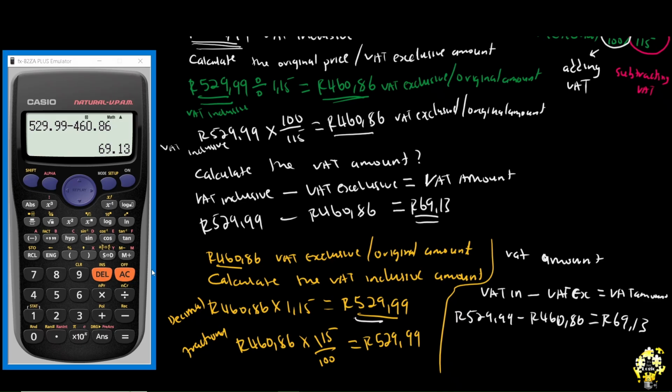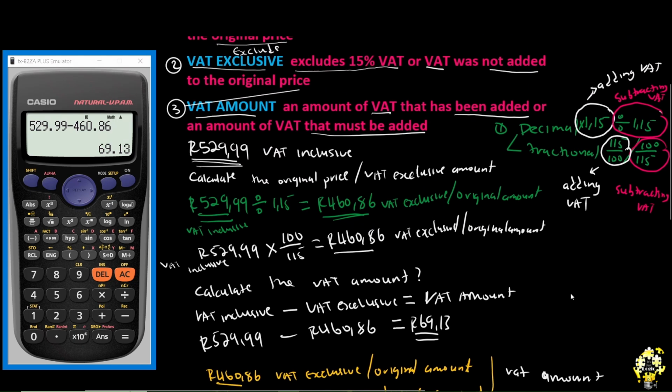These are the simple steps that you're supposed to follow every time, all the time. It does not matter if you go the fractional way, as long as you understand that if you are adding or including, 115 goes on top and 100 at the bottom. If you are subtracting or taking out, then 100 at the top and 115 at the bottom. This whole thing right here should be a frame. You need to understand this. Now, if you want to go the decimal way, if you are adding or including, it is multiplied by 1.15. If you are taking out or excluding, it is divided by 1.15.